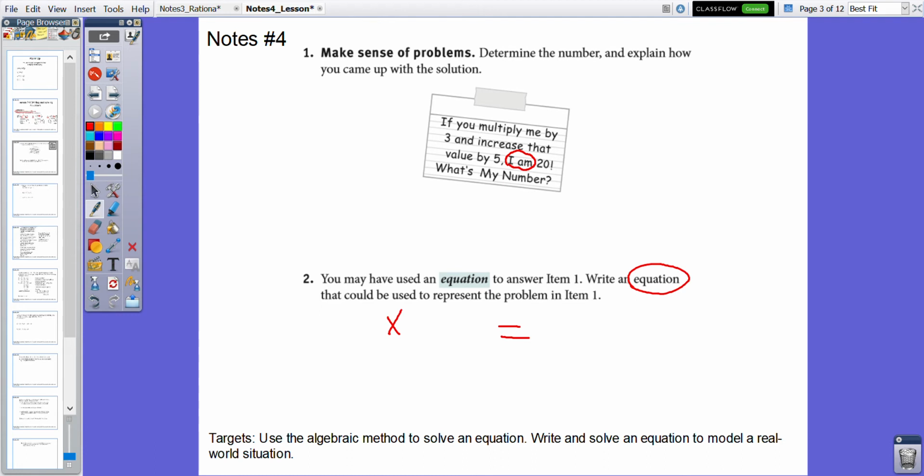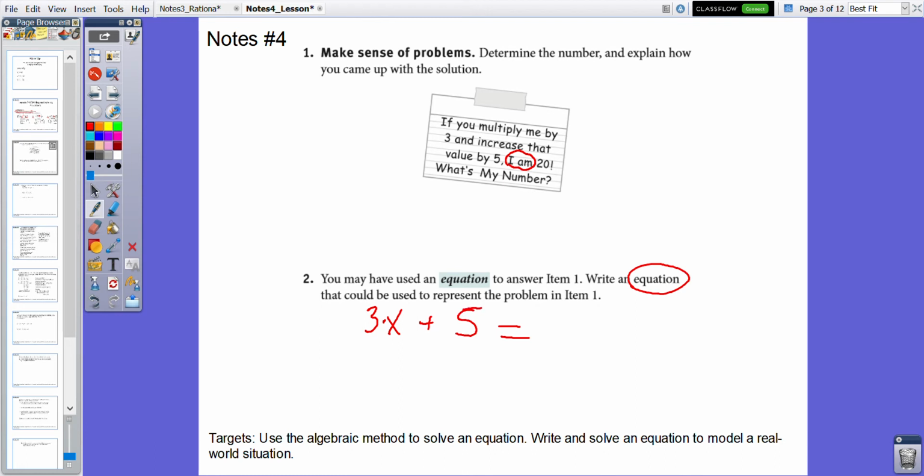Okay? Multiply me by 3. Well, that would be 3 times x. So I'm going to do 3 and then use a little dot there for x. And increase that value by 5. Increasing means we're adding. So we're going to add 5 to that 3 times x.